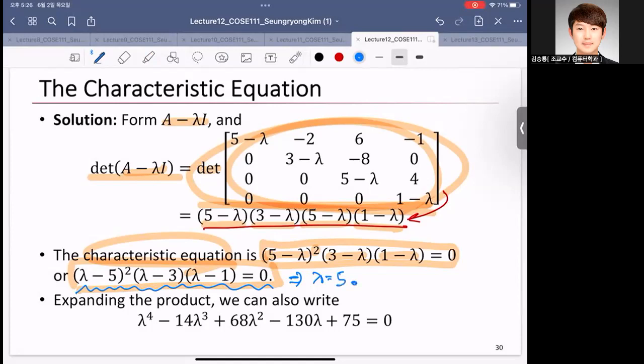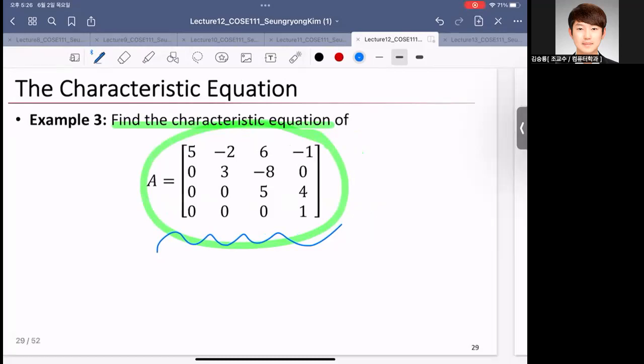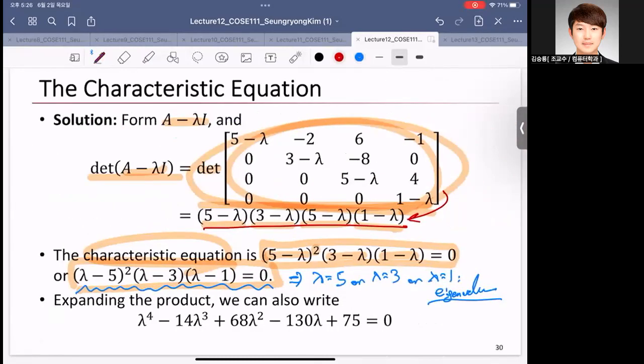Lambda is equal to 5 or lambda is equal to 3 or lambda is equal to 1. So, in this case, these are called eigenvalues of this matrix. Right? It's very, very easy. Even though the concept, theorem, or definition of eigenvalues and eigenvectors is pretty complicated, the solving technique is very, very simple. Except one thing. We did not discuss the determinant yet. So let's just assume that we can do that.